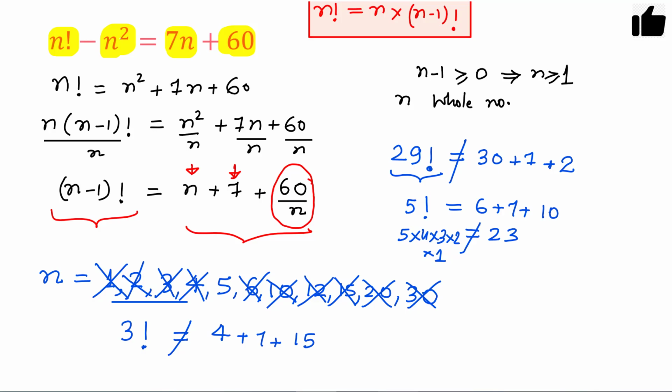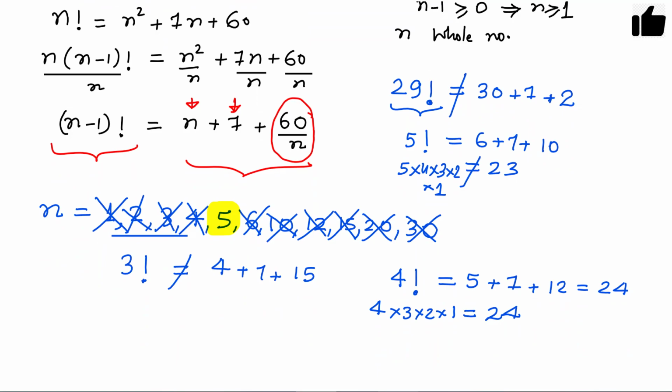Let us try 5. So 5 minus 1, that is 4 factorial. And this side you have 5 plus 7 plus 60 divided by 5. 60 divided by 5 is 12. So this is your 24. Now what about the left hand side? 4 into 3 into 2 into 1, and this is also equal to 24. This means that n equals 5 is the only value that satisfies this equation. So n equals 5 is the solution of this factorial equation.